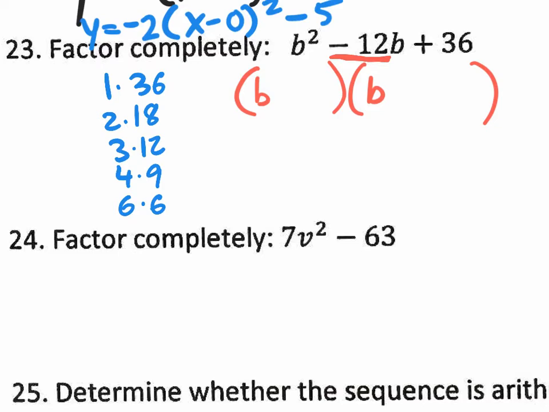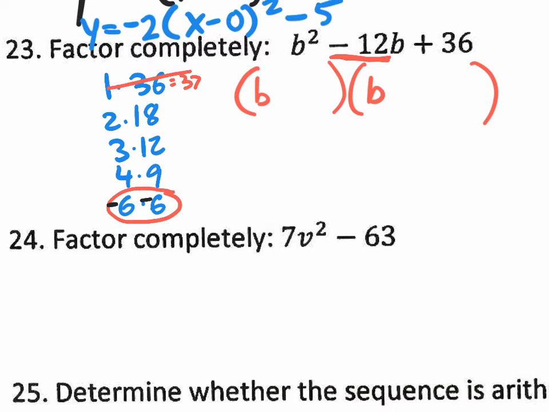If you add 1 and 36, you're going to get 37, so that's not it. So the only ones that you combine together that'll give you a negative 12, well, 6 and 6 gives you a positive 12. So you have the right number, you just have the wrong sign. So we have the right numbers, but we have the wrong signs. So let's change that to a negative 6 and a negative 6.